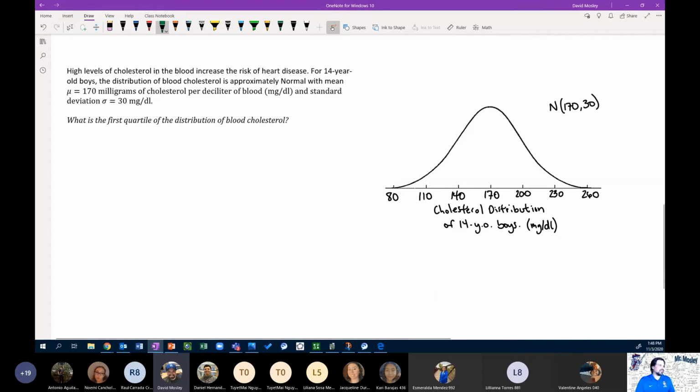So in this example, we have high levels of cholesterol in the blood increase the risk of heart disease. For 14-year-old boys, the distribution of blood cholesterol is approximately normal, with mean mu equals 170 milligrams per deciliter of blood, and standard deviation sigma equals 30 milligrams per deciliter. It says, what is the first quartile of the distribution of blood cholesterol? It essentially wants to know, what is Q1?